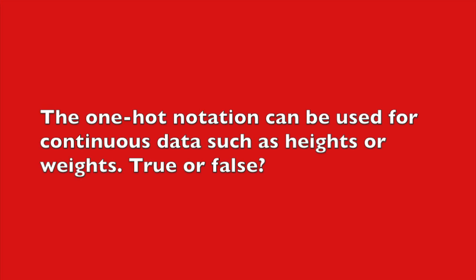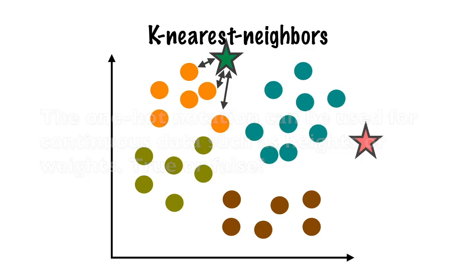As we go through this video, here is a question that I'd like you to think about. We've discussed the one hot notation. The question is, can this one hot notation or representation be used to hold continuous data items such as heights or weights? Or is this only restricted to categorical data items? Do think over this question as we go through the contents of the video.